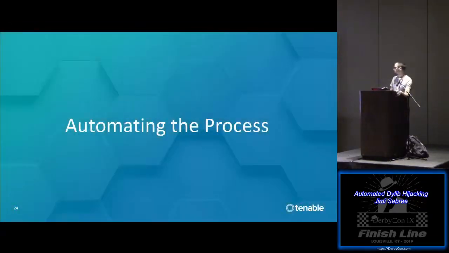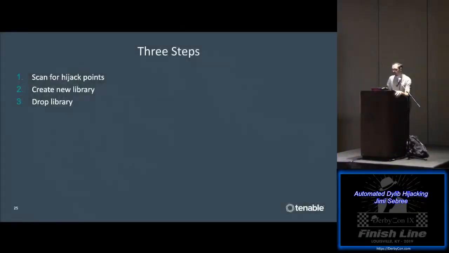So automating the process, some of this is the only original part of this talk. It's pretty simple, mostly because macOS has all of the tools you need to actually do this built in. You just have to script it. So the 3 steps you follow: scan for hijack points. Since we just did that manually and it's obvious that it's pretty easy to parse, that's a pretty simple step. You create your new library, which is as complicated as you want it to be. We'll talk about that here in a second. And then you just drop your new library and move on with life.